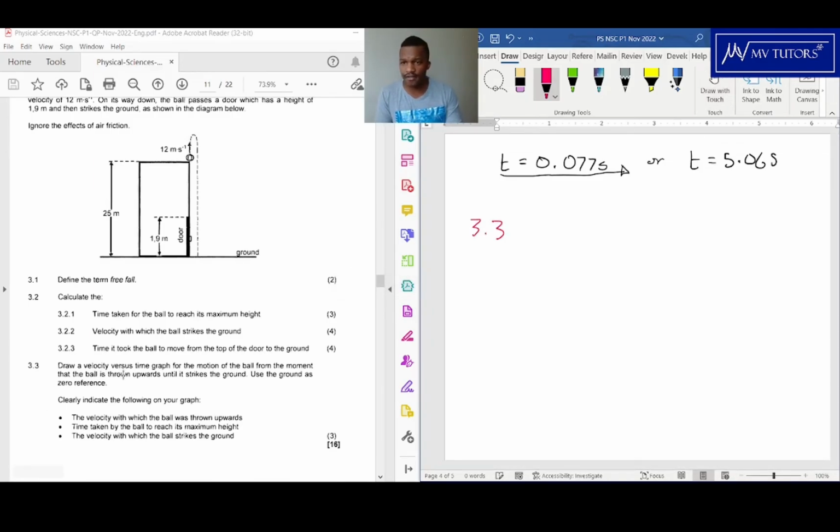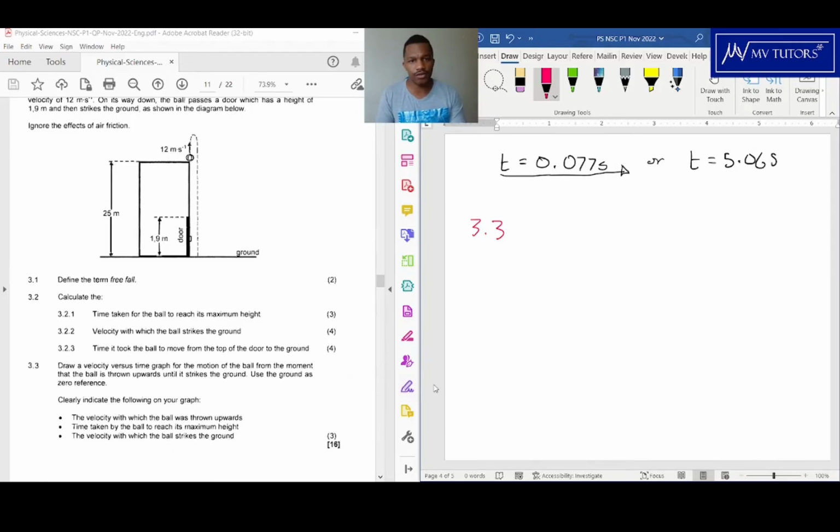It says draw a velocity versus time graph for the motion of the ball from the moment that the ball is thrown upwards until it strikes the ground. Use the ground as zero reference. Clearly indicate the following on your graph: the velocity with which the ball was thrown upwards, the time taken by the ball to reach its maximum height, the velocity with which the ball strikes the ground.